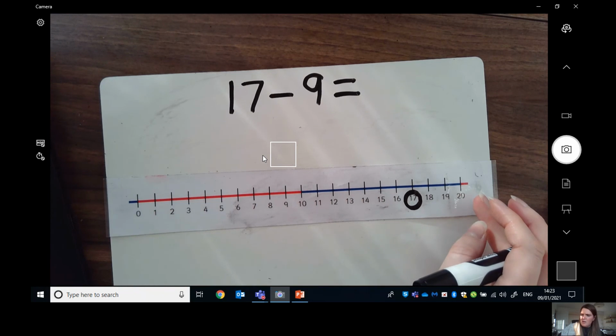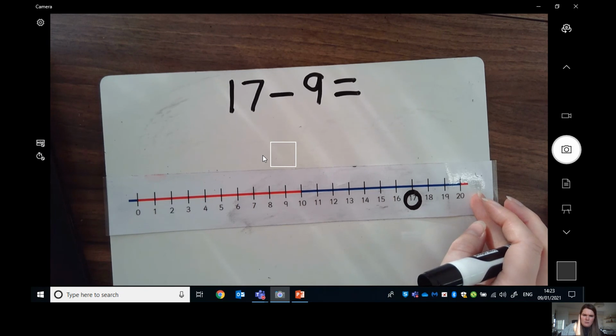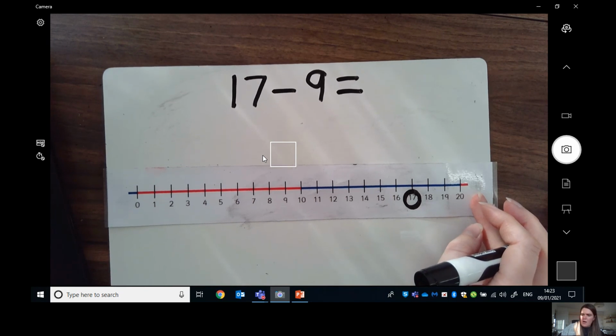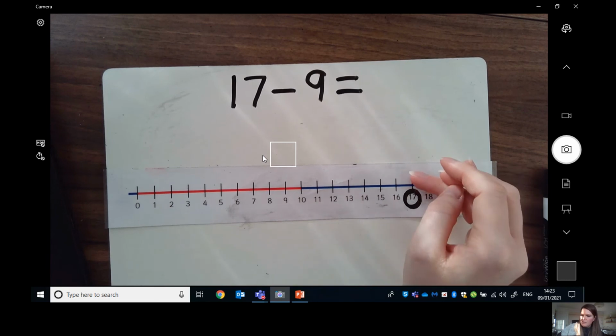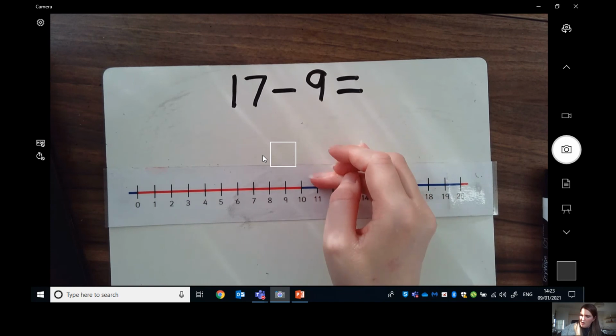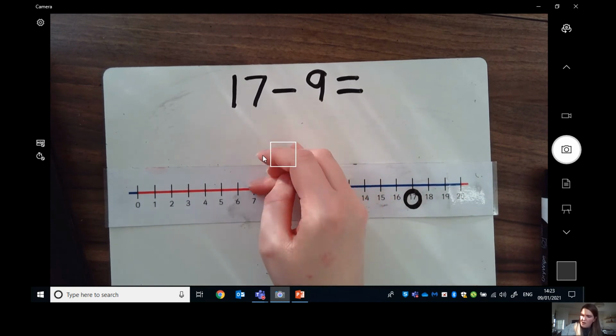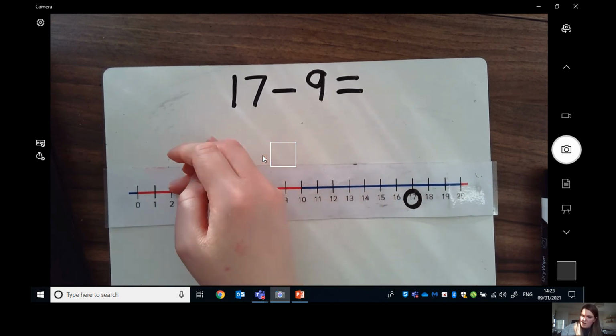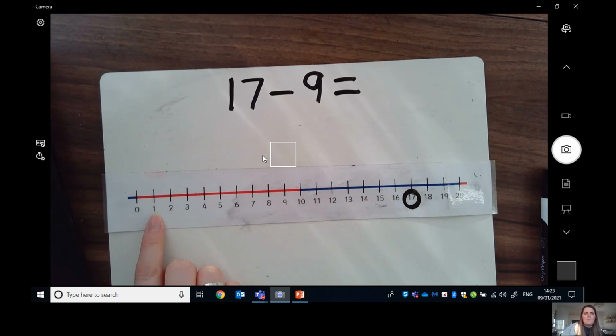Okay, I've circled 17. Now I need to subtract the number. What number am I subtracting? 9. Okay, so how many jumps do I need to make? 9. All right, I'm going to make my 9 jumps. 1, 2, 3, 4, 5, 6, 7, 8, 9. Got it.